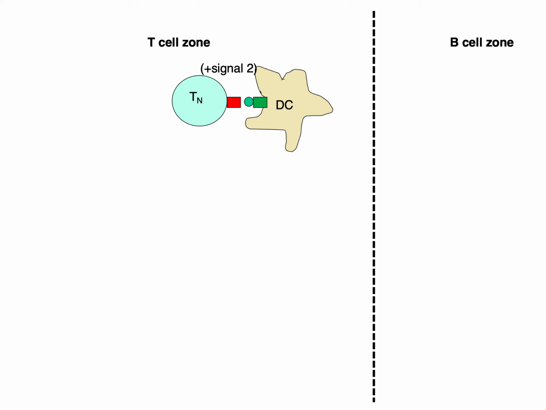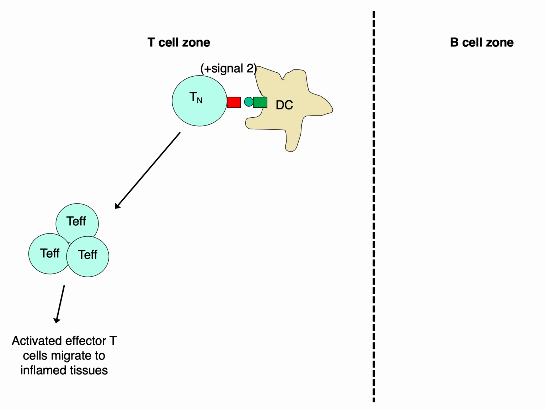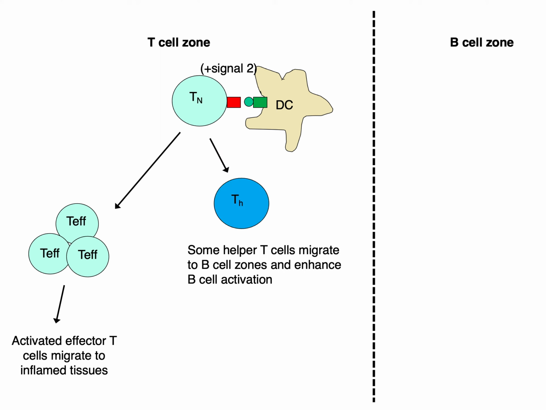So we've discussed how T cells get activated in the T cell zone. Many of these T cells develop effector functions, and these T cells that develop effector functions can migrate out of the lymph node into inflamed tissues and there mediate their effects. But some T cells will migrate to the B cell zones and enhance B cell activation, and we'll talk about that in the next tutorial slide. So this is just going to be a quick introduction to the next tutorial, which will help us understand how T cells and B cells actually develop functions that eliminate pathogens. Okay, that is it for this tutorial.